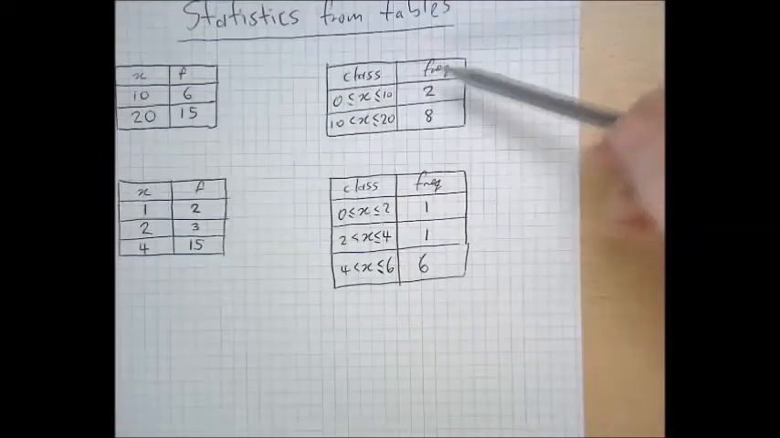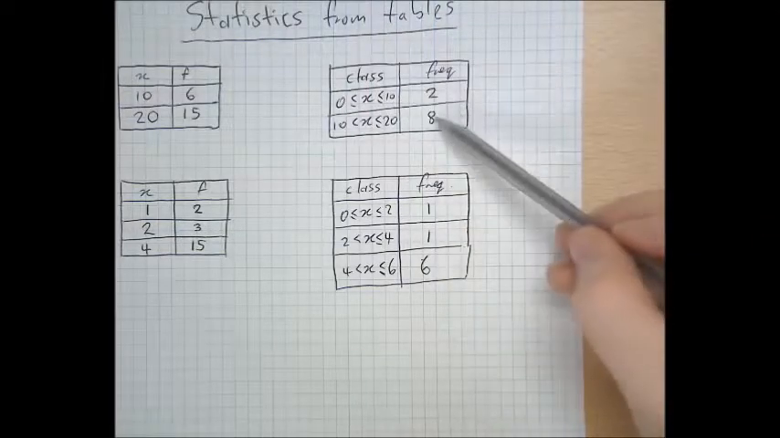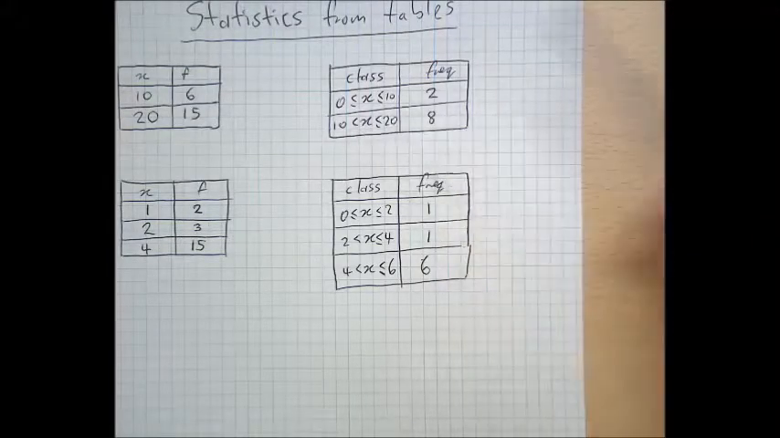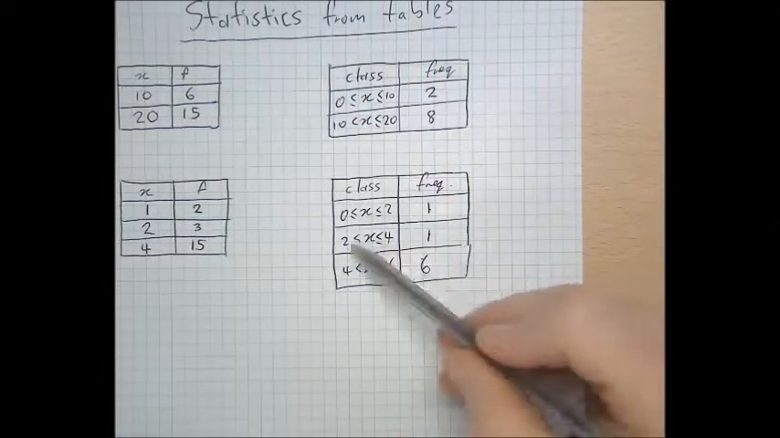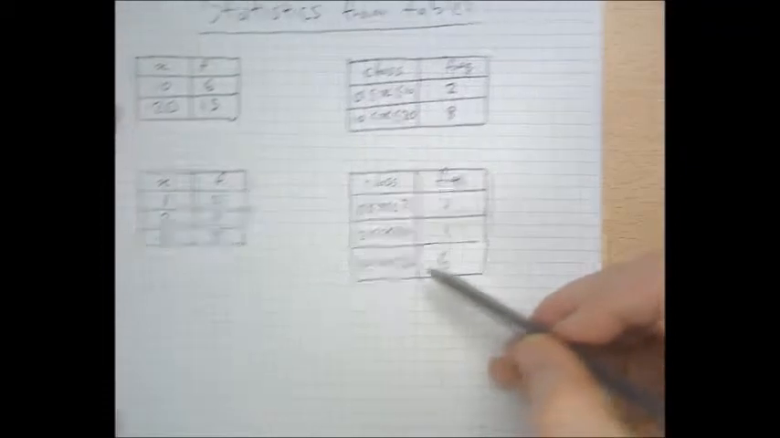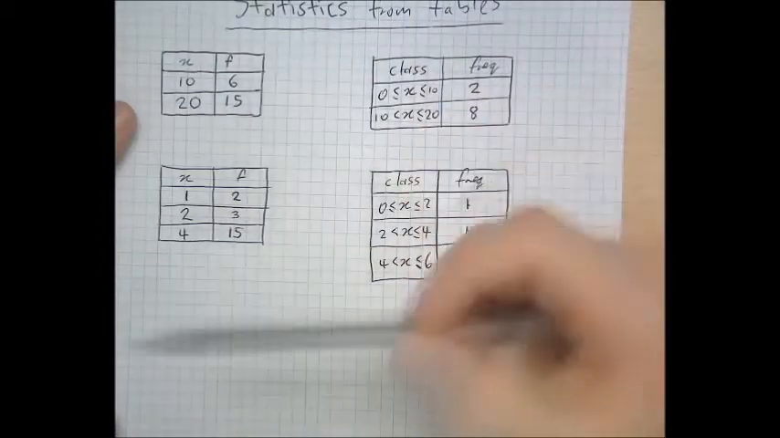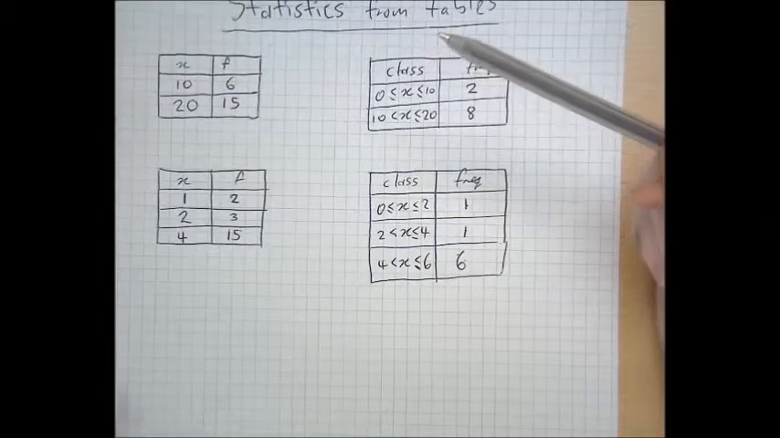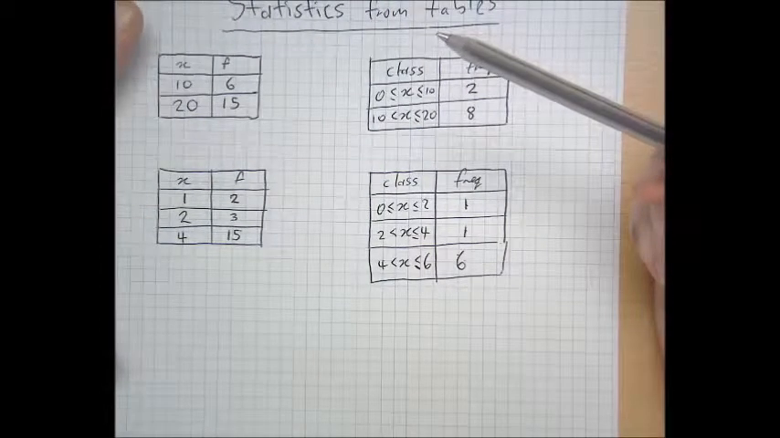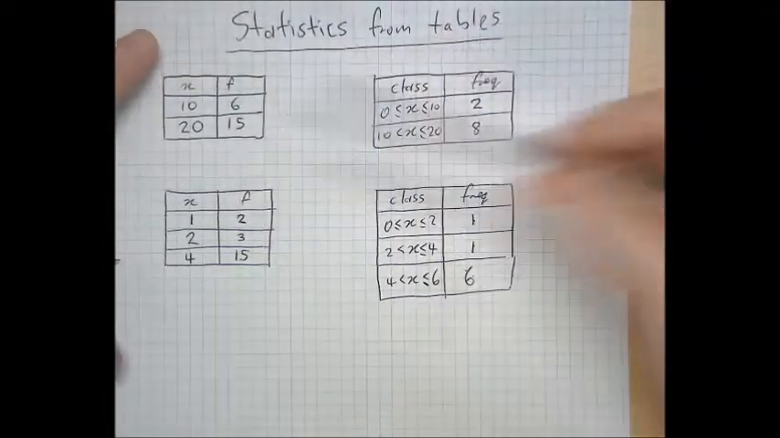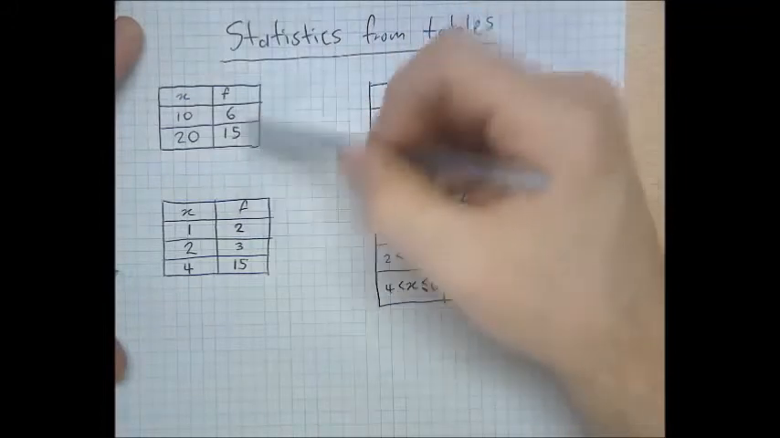Now here we don't actually tell you what the numbers are, we just tell you that there are 2 numbers between 0 and 10, we tell you that there are 8 numbers between 10 and 20. There's 1 number between 0 and 2, we don't know what it is, there's 1 number between 2 and 4, there's 6 numbers between 4 and 6. So, these ones should be easier because you can just use the Year 7 techniques for mode, median, mean and range. You just have to imagine what the list would be. So let's do it for these two.